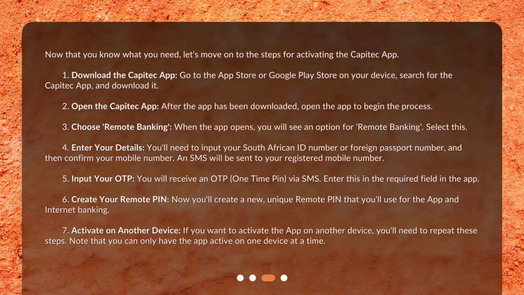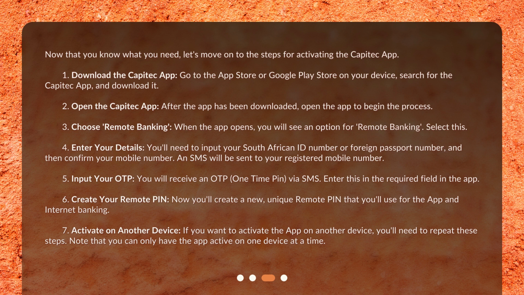3. Choose Remote Banking. When the app opens, you will see an option for Remote Banking. Select this. 4. Enter your details. You'll need to input your South African ID number or foreign passport number, and then confirm your mobile number. An SMS will be sent to your registered mobile number.